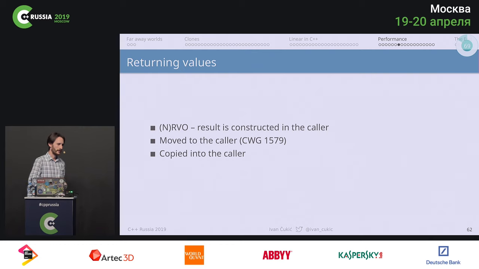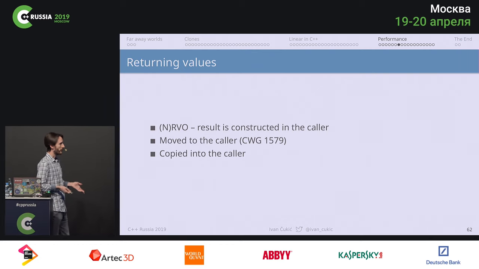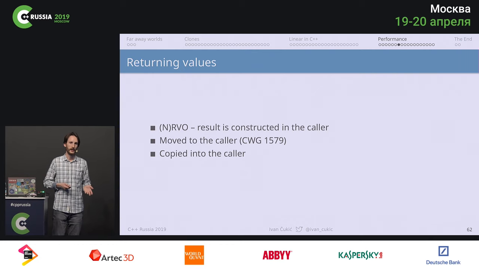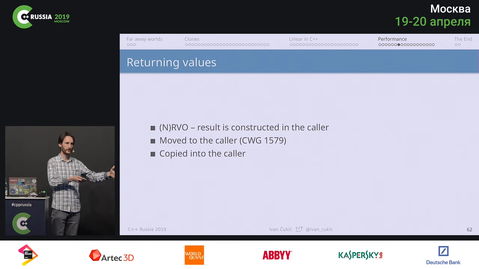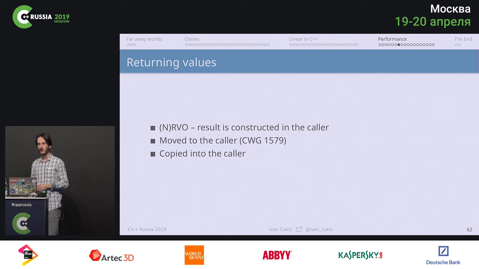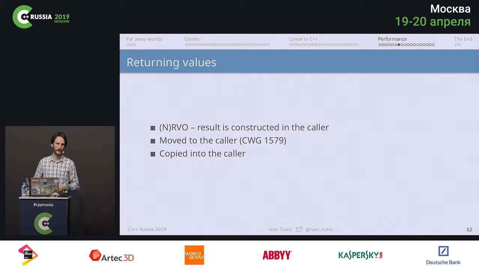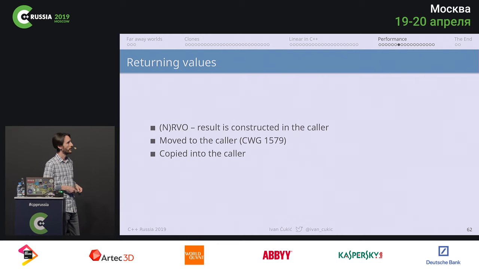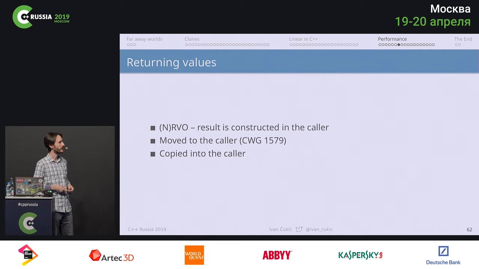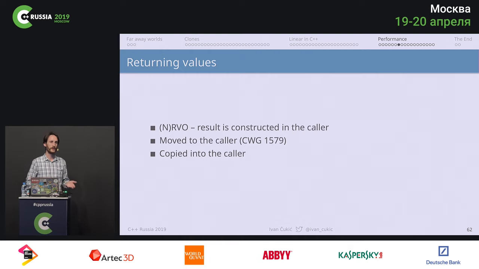So we can have RVO. In the case of RVO, we are constructing the value directly in the caller. We can also have a situation where, when we return something, it's going to use a move constructor in the caller if your compiler implements the resolution for the CWG 1579. Otherwise, you're going to create a copy.